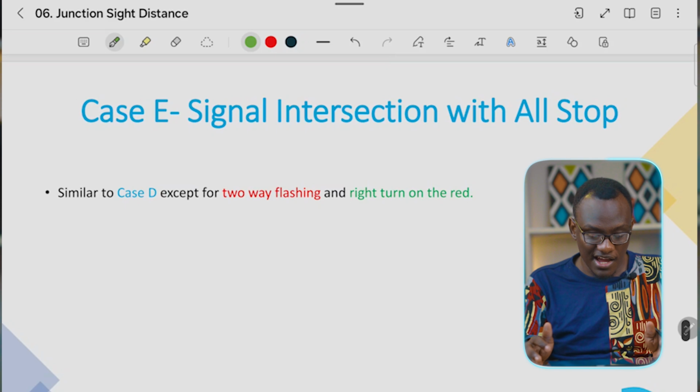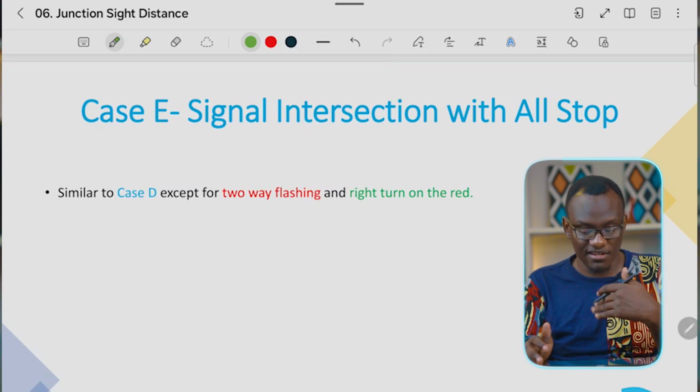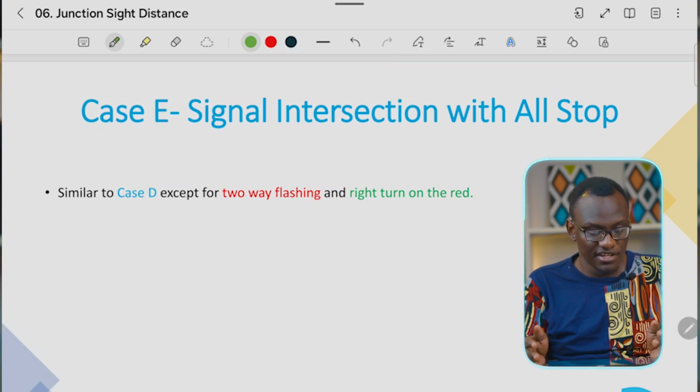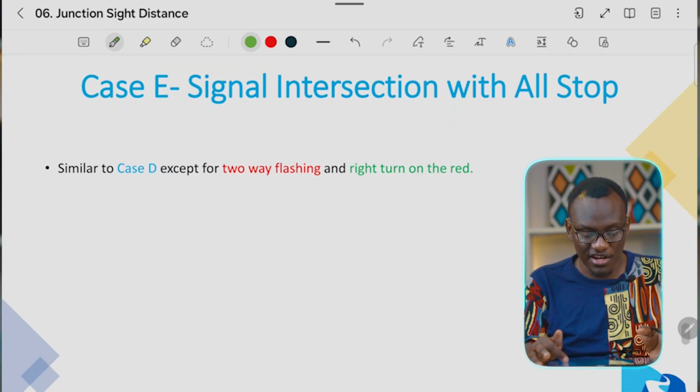So again, if there's a signal control case D, in case right turns are to move on red, use case B2. So again, here I'm just detailing what you should use. Signal cases with all stop, these are pretty standard. You use what we have for case D, but you can have two-way flashing and a right turn.